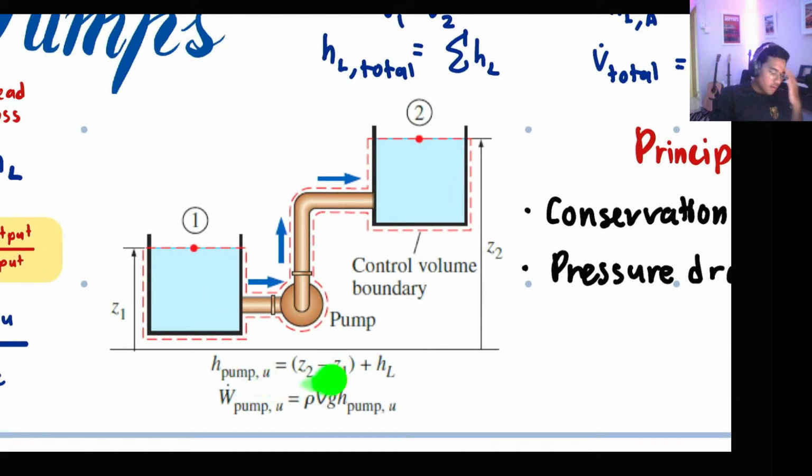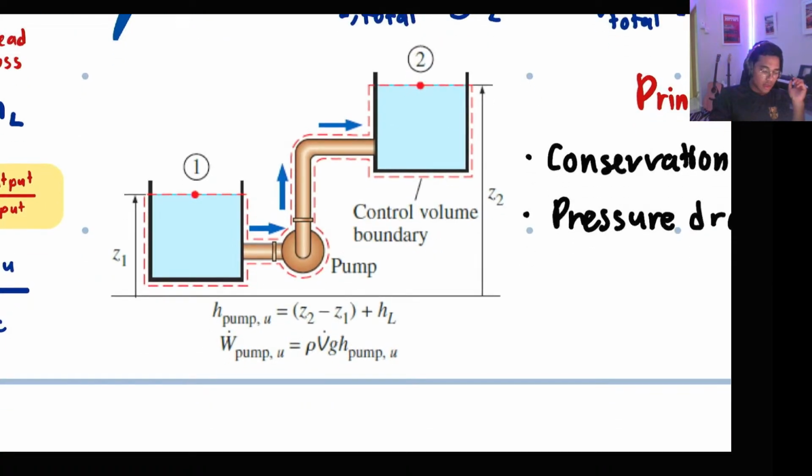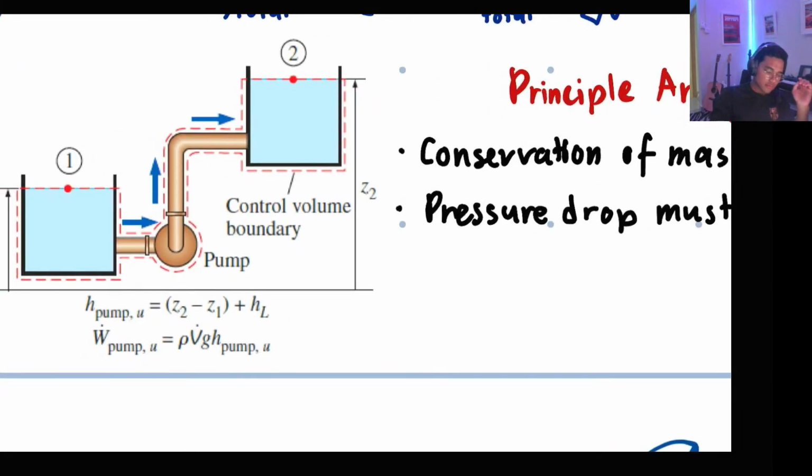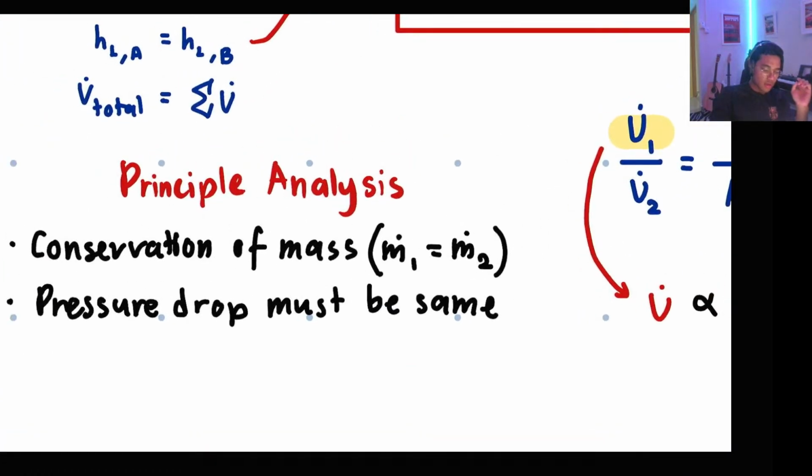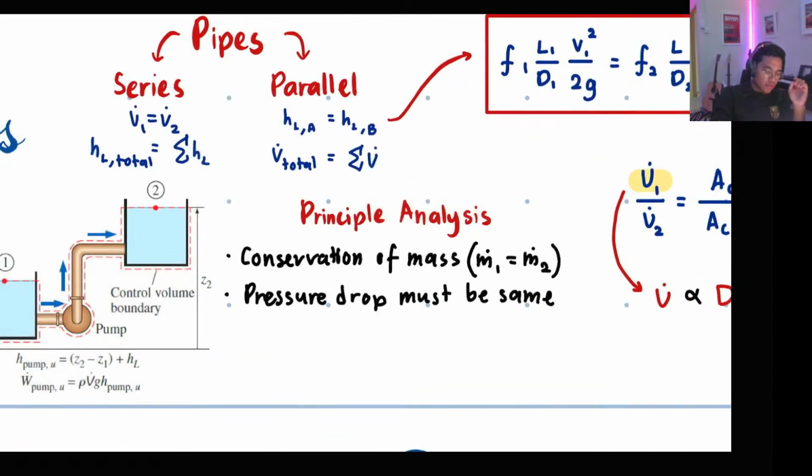So like this. So the head generated by the pump is equal to the elevation difference plus the head loss. This is the elevation difference, Z1 and Z2, and also the head loss inside the pump. W pump is the power by the pump. Power is rho V G H, which is density times volume flow rate times g times head. Okay. So there are two.